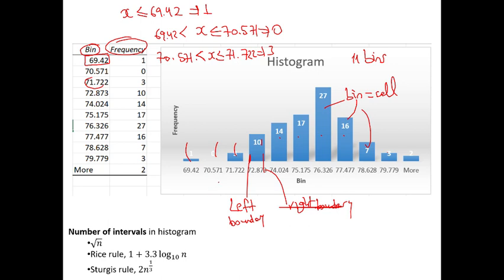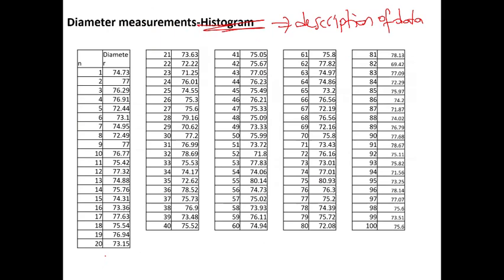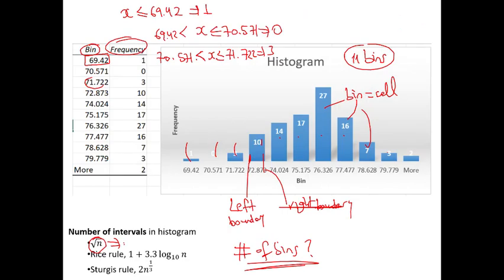This is automatic. The main question is, for example, here we have 11 bins, so how do you find the number of bins? There are multiple rules for it. For example, you can use the square root of n, where n is the number of values. Here we have 100 values, and the square root of 100 is 10. You can use 10 bins if you want to plot it yourself.